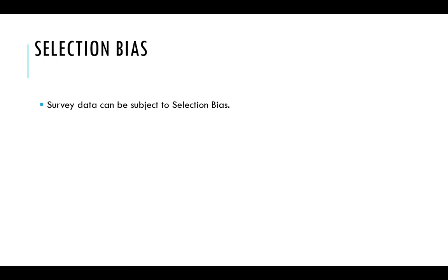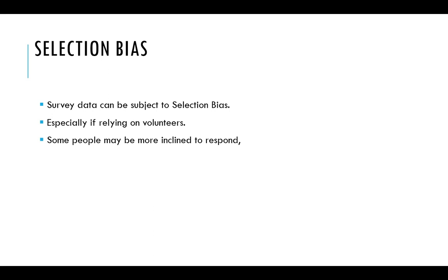Survey data can clearly be subject to selection bias, and I just gave you an example where we're recruiting maybe experimental subjects, and that can also be subject to selection bias. But survey data definitely can be, especially when relying on volunteers. In other words, if you're just relying on volunteers to complete a survey, selection bias can be an issue because some people may be more inclined to respond to that survey. And if some groups are more inclined to respond, then we have overrepresentation of certain groups. That's going to be a problem.